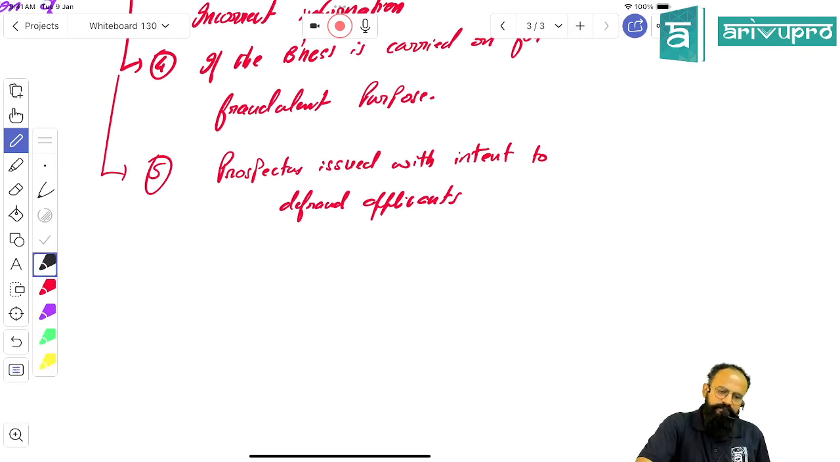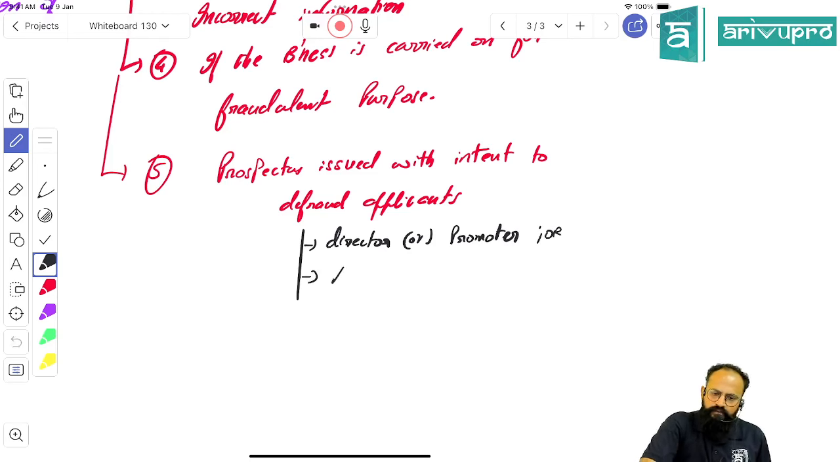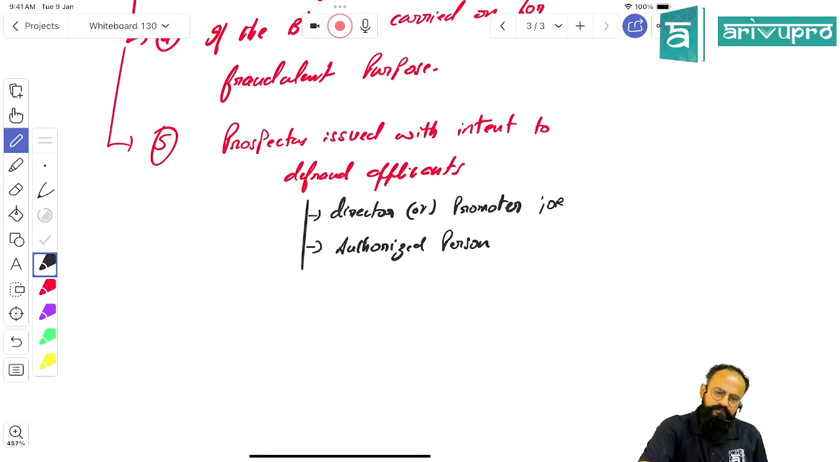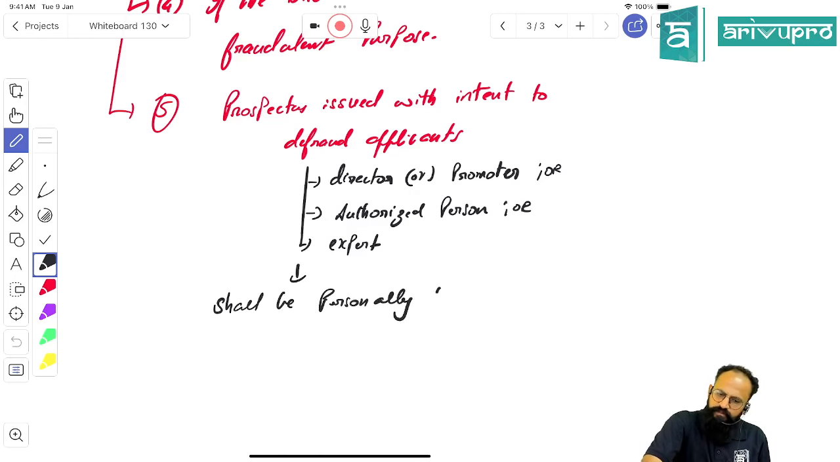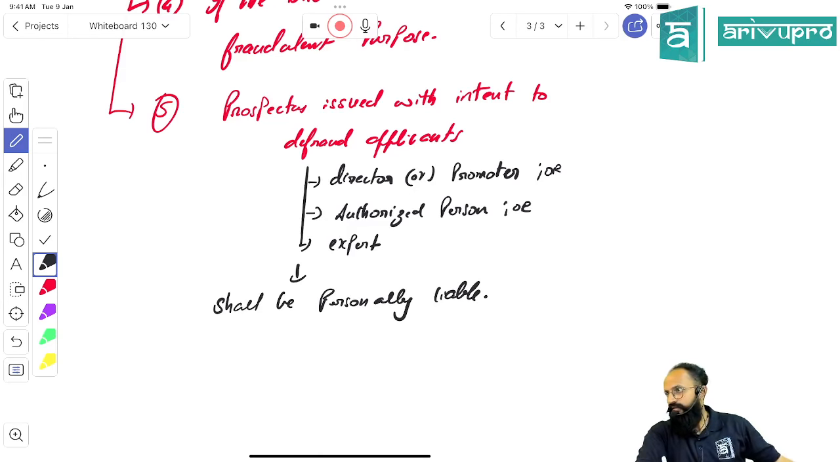In such case, director or promoter or authorized person or expert shall be personally liable. Clear? Clear? Copy down.